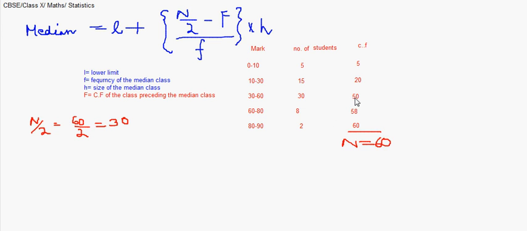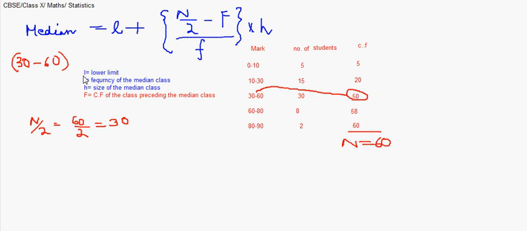Now we have to look for the cumulative frequency, the median class, where this 30 lies. In the previous session we discussed that we need to look at something greater than 30 and not below 30. So here the closest number becomes 50, which has the median class 30 to 60. So our median class is 30 to 60.